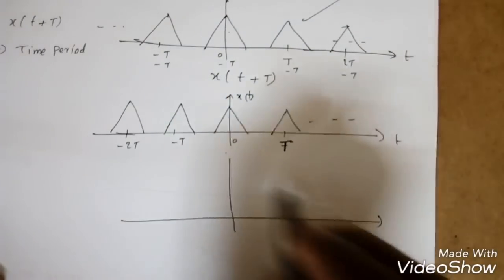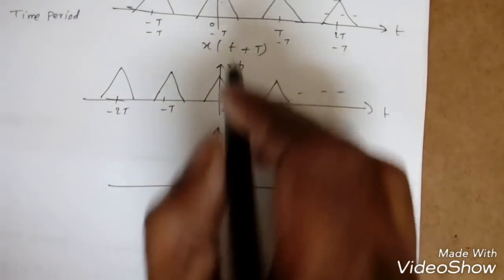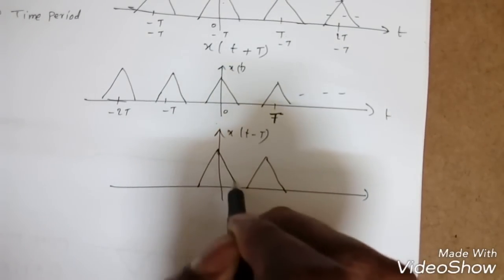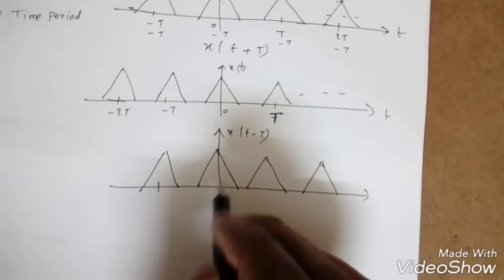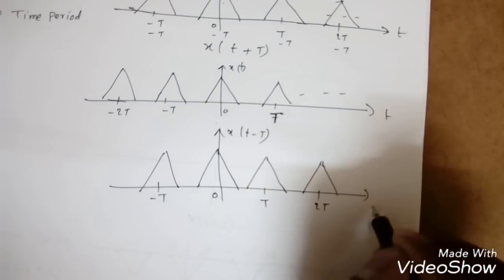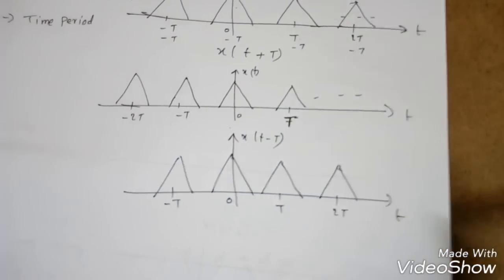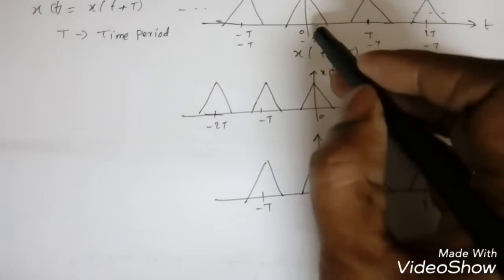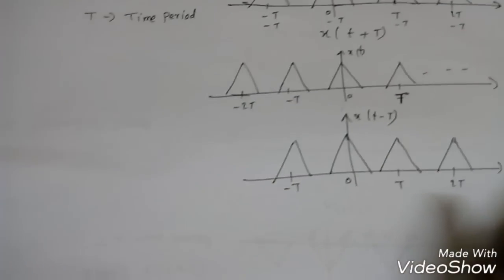Suppose I do the right shift, that is x of t minus T, then also we will get the same. This will be shifted to T, like this, and minus T will become 0 and so on. So the original signal never changes when you shift by any time, right? This is minus T, 0, T, 2T, etc. So this is a periodic signal, right? It should not change. And what is the time period? Whenever it is repeating, the time at which it repeats is generally called the time period or just the period, right?